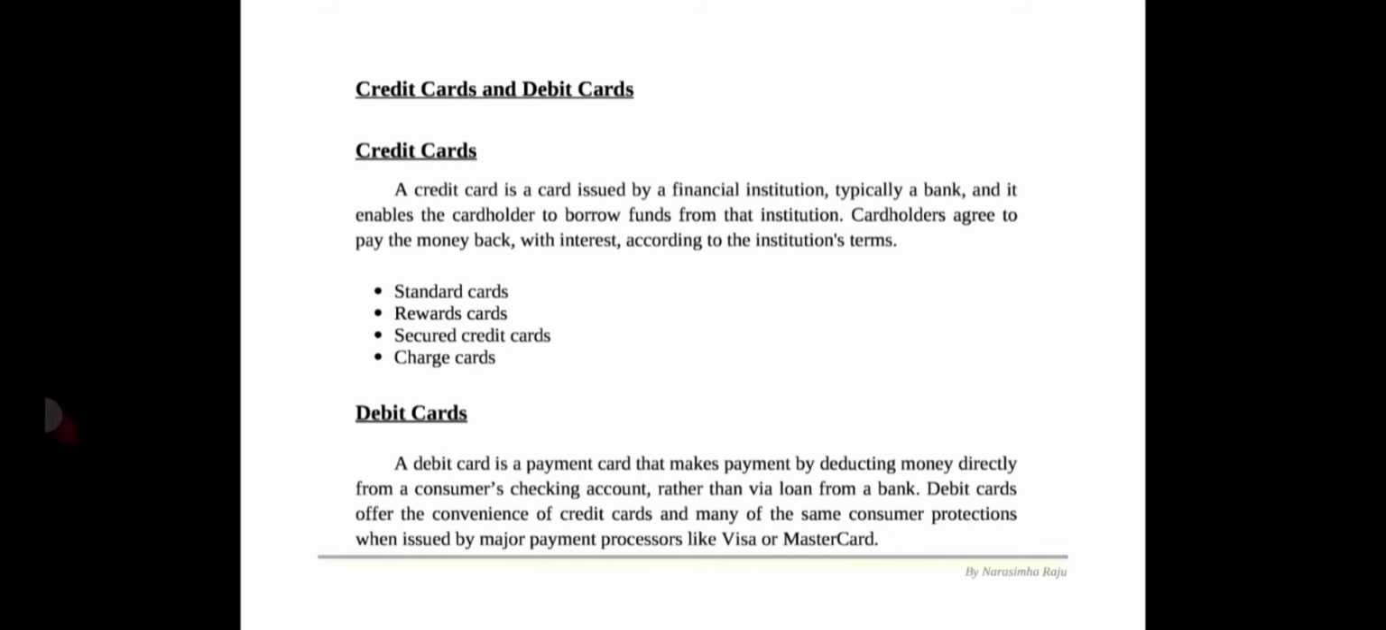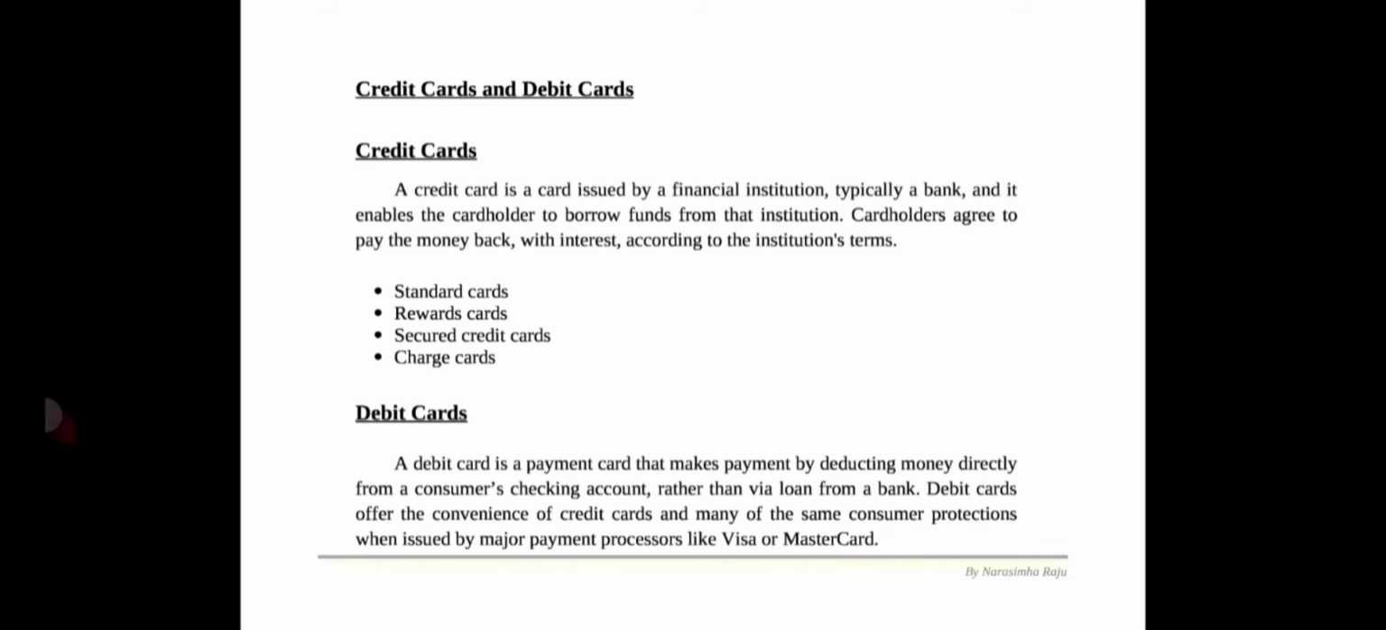Credit cards can be explained as follows. A credit card is a card issued by a financial institution, typically a bank, and it enables the cardholder to borrow funds from the institution. The cardholder agrees to pay the money back with interest according to the institution's terms. Credit cards are issued in four categories. They can be standard cards, reward cards, secure credit cards, and charge cards.